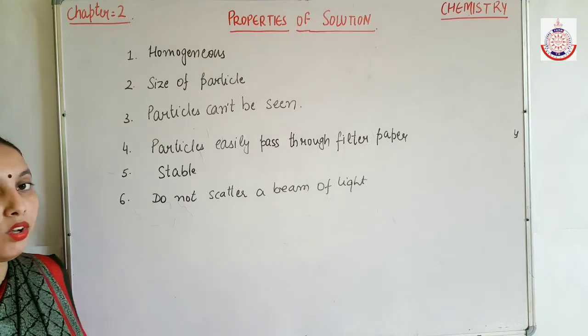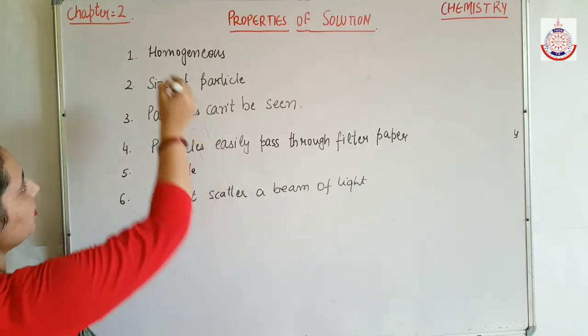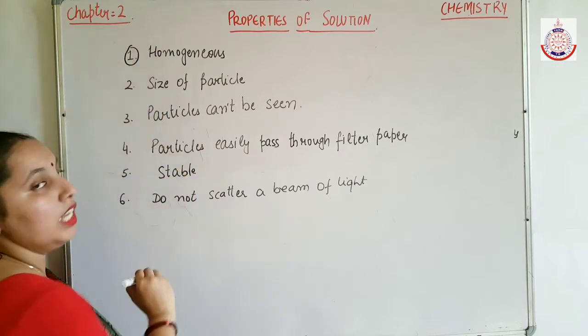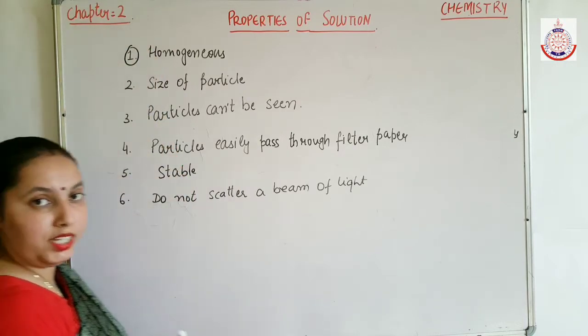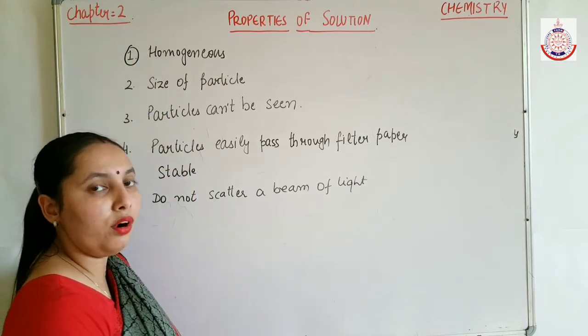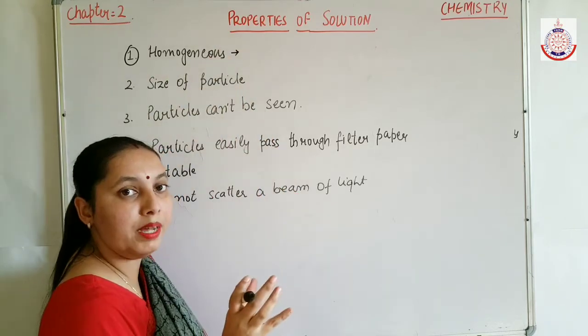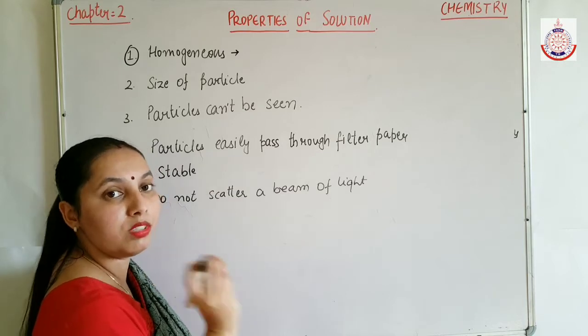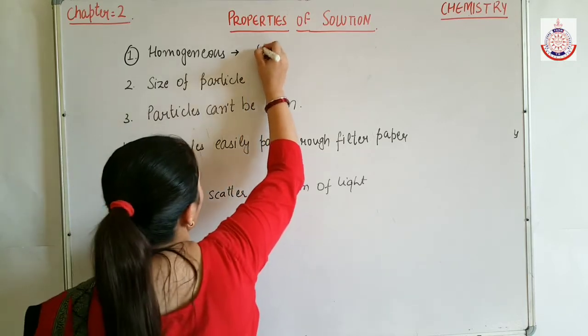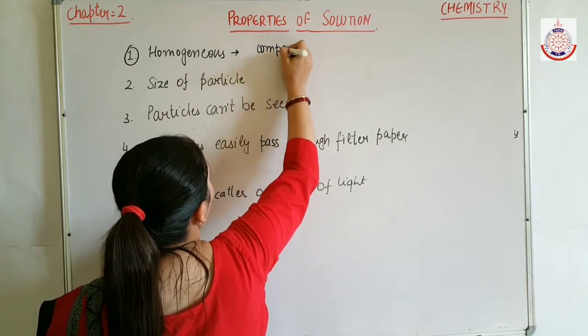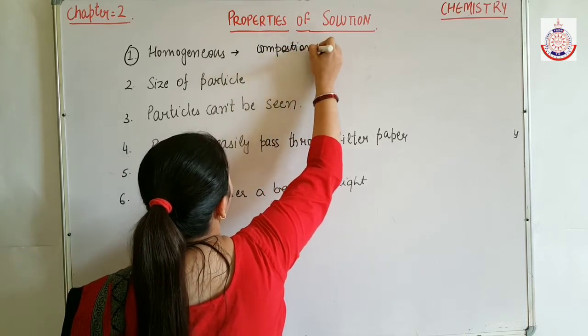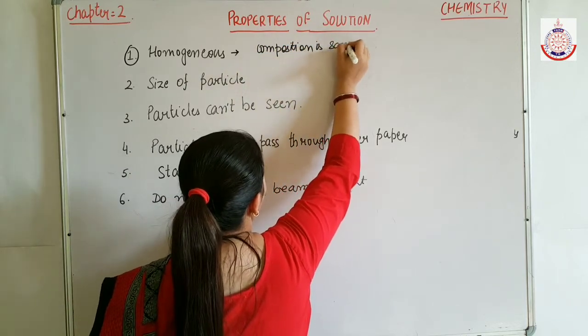The first property of the solution is that solutions are homogeneous in nature. Now what this homogeneity means, I have already talked about again and again. Homogeneity means throughout the sample the composition is the same. It is not changed. Fine.